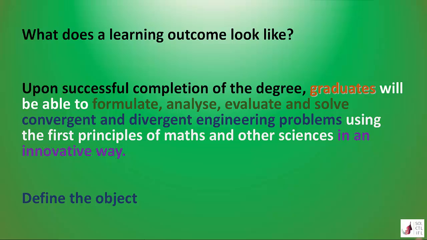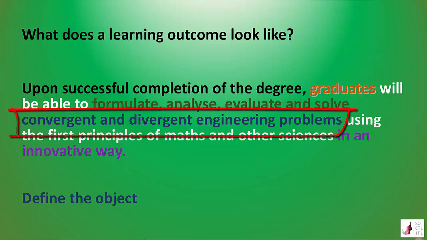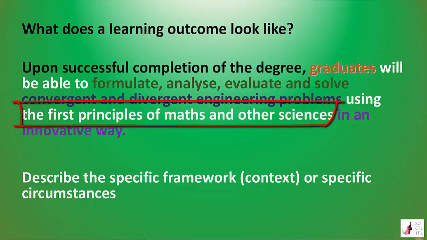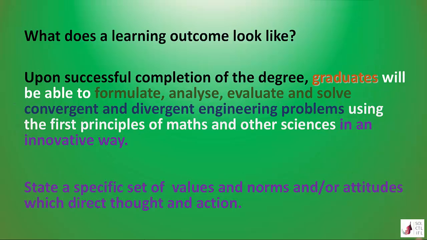What are we talking about? What is the object? What do they have to formulate or analyze? In this case, convergent and divergent engineering problems. Next step is to describe the specific context or circumstances using the first principles of maths and other sciences. And then the last one, state a specific set of values and norms and or attitudes which direct thought and actions. And in this case, in an innovative way.